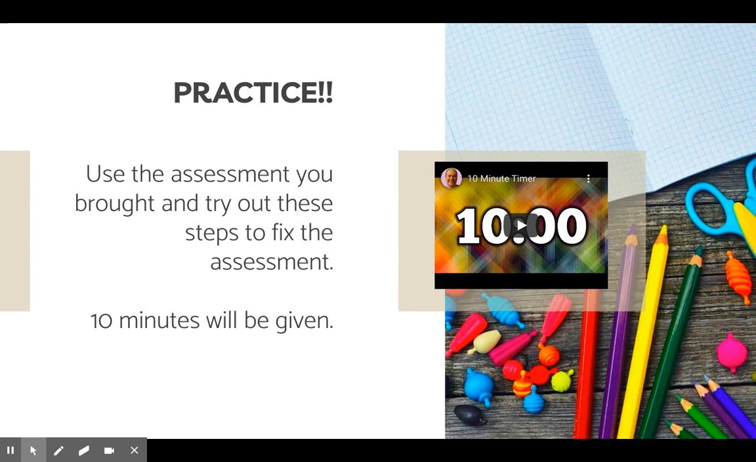All right, after all of that being said, I want you to use the assessment that you brought and try out these steps to fix the assessment. If you're sitting at a table with your CTs, you may work on this with them. I'll be giving you 10 minutes. Look over these different steps and see if you need to fix anything or change something on your tests. So I will be giving you 10 minutes.